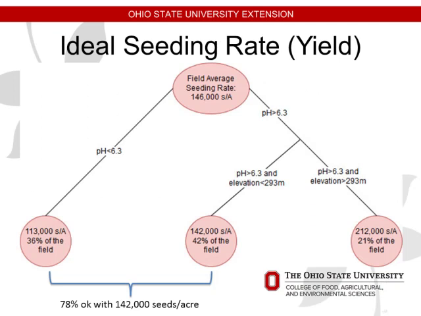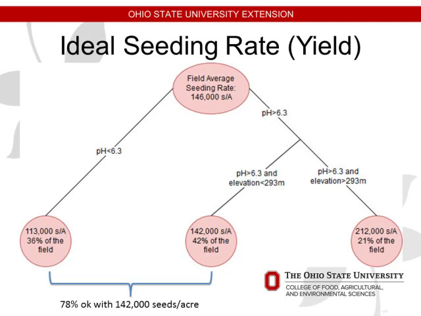So here we're looking at the ideal seeding rate for yield. This is to maximize yield, not economic return. That'll be a separate analysis, but we'll do that as well. Our field average seeding rate was 146,000 seeds per acre. The first data layer that rose to the surface was soil pH. When we had a soil pH of less than 6.3, we estimate the ideal seeding rate to be 113,000 seeds per acre, and that seems reasonable. That was 36% of the field, so 36% of the field would be that prescription.